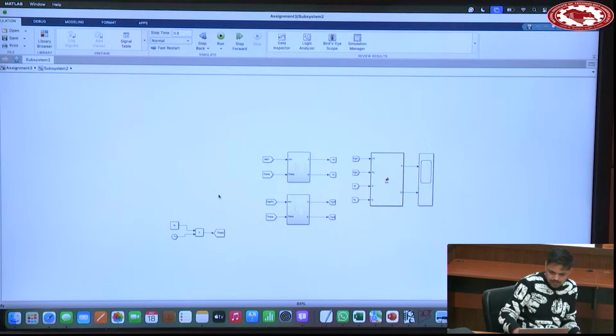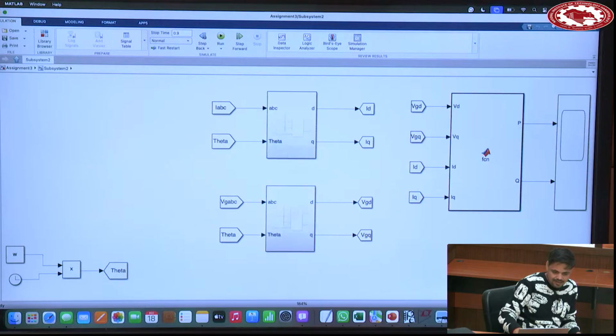Here you need to convert ABC to DQ. So the current IABC is being converted into ID, IQ. This grid voltage is converted into VD, VQ. Here I am calculating active and reactive power.